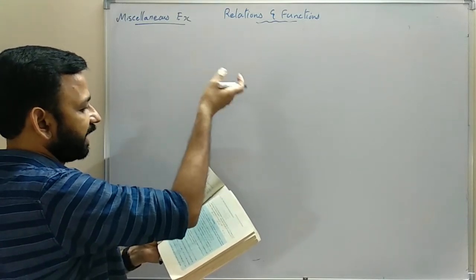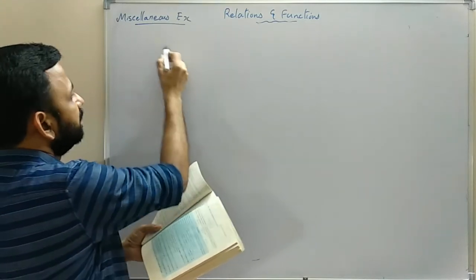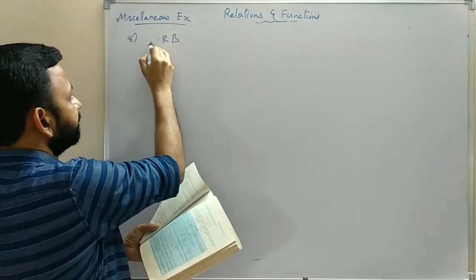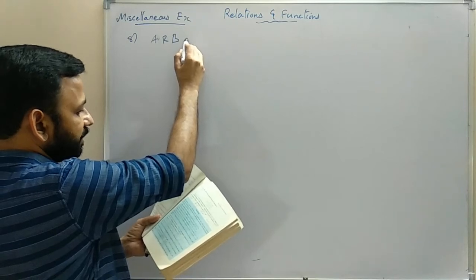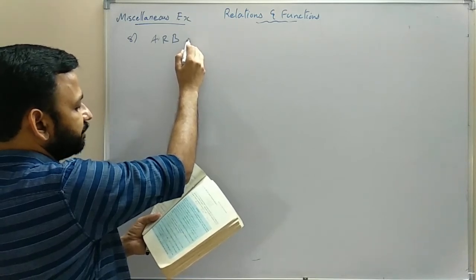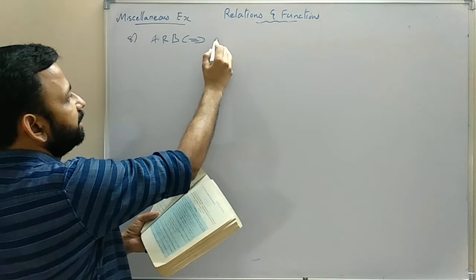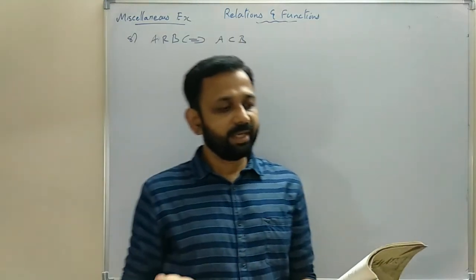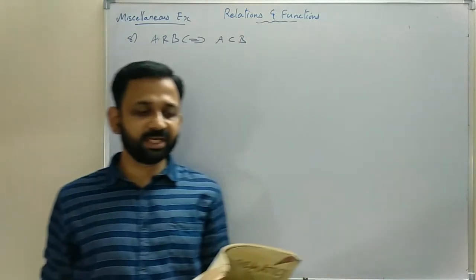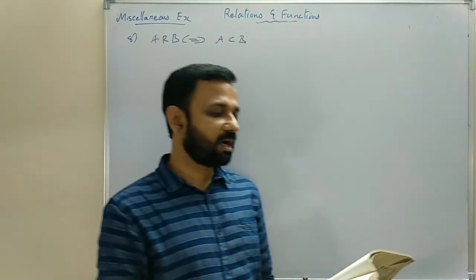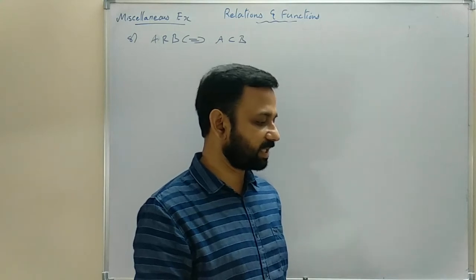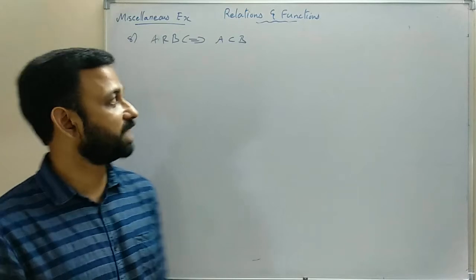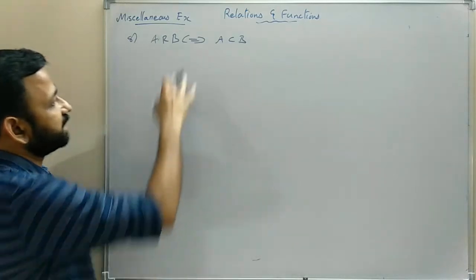For subsets A, B belonging to P(X), A is related to B if and only if A is a subset of B. So this is the relation. Then, is R an equivalence relation on P(X)? So we need to check whether it is an equivalence relation.